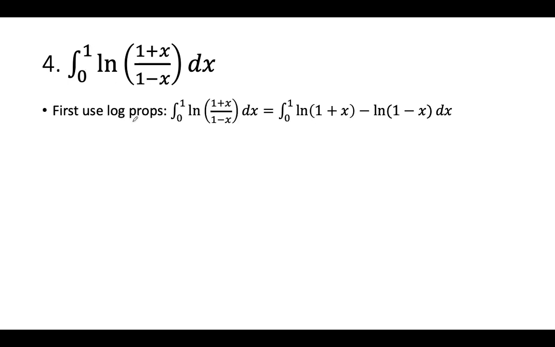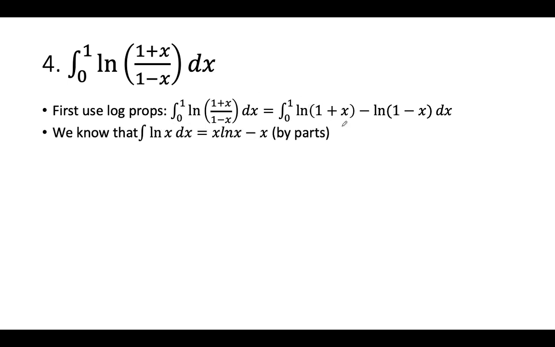So next one, natural log of 1 plus x over 1 minus x from 0 to 1. So first we want to use the log properties to simplify this integral, because this form of 1 plus x over 1 minus x is kind of ugly. So we can do it this way. We could also have done the add subtract trick and say this is negative 2x over 1 minus x. It doesn't really help us too much, so we want to do it this way. So ln of 1 plus x minus ln of 1 minus x.